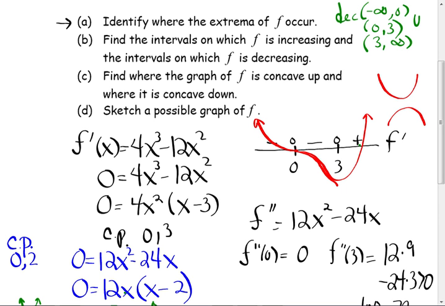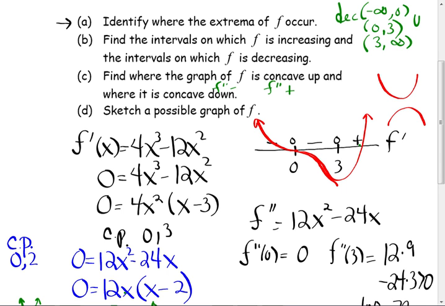First derivative is what always tells you if it's increasing, decreasing. Second derivative gives you concavity. Questions? Where is it concave up? It's concave up when f double prime is positive, concave down when f double prime is negative.